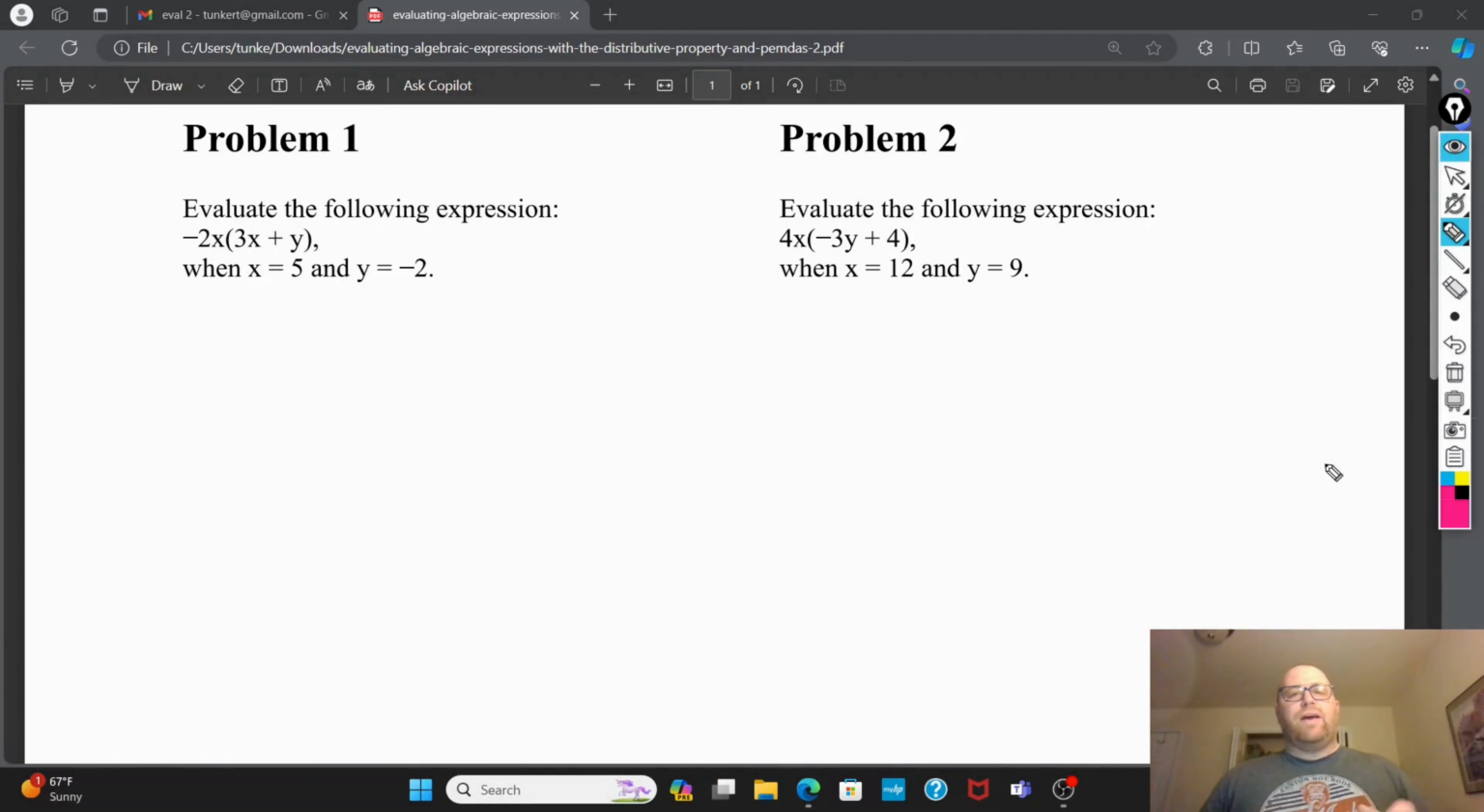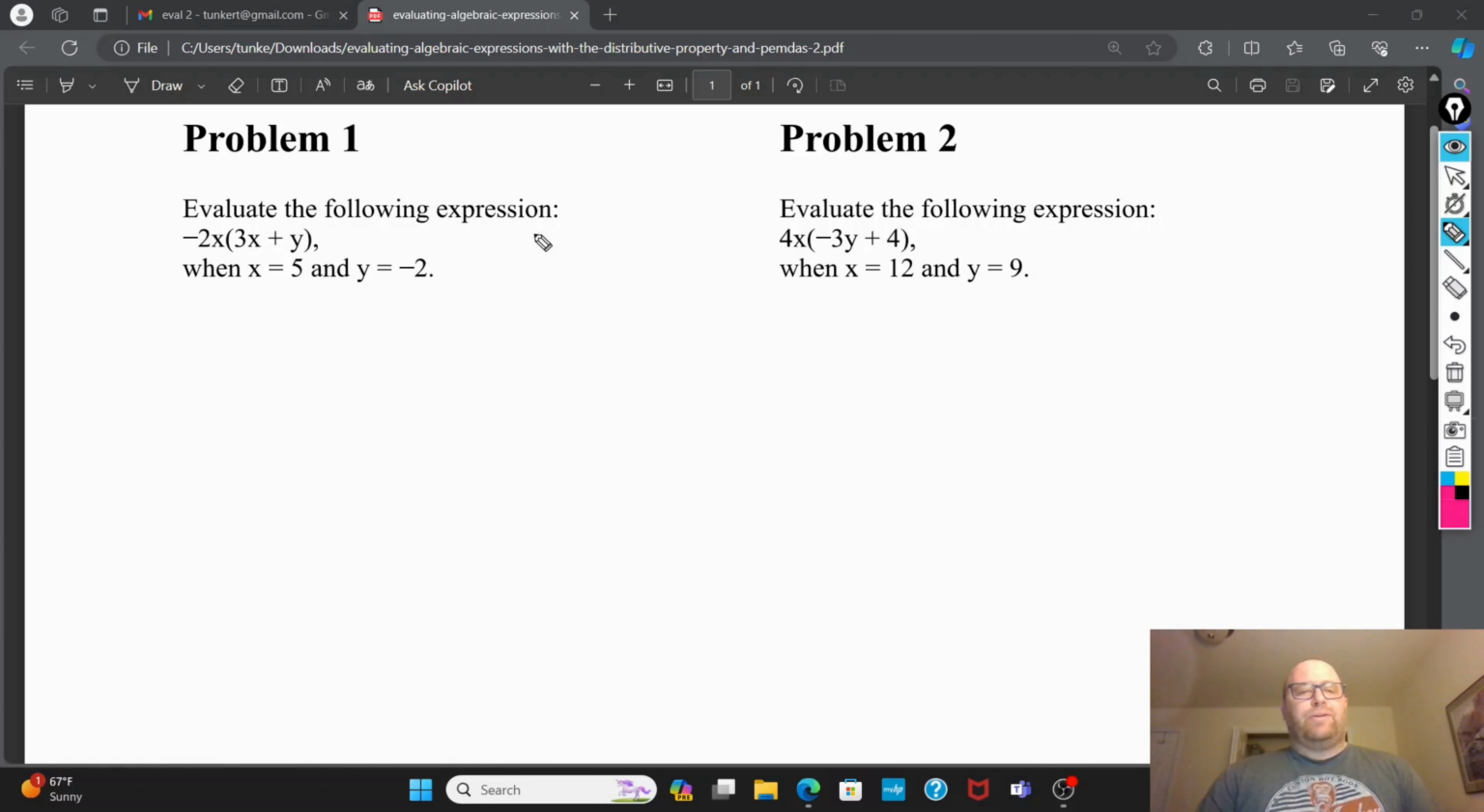In this video, we're going to evaluate expressions where we use the distributive property or PEMDAS to evaluate the expression. I'm going to start off by evaluating each expression just using PEMDAS, evaluating the parentheses first. Then I'll show you the distributive property, and I'll skip ahead after that and show you how to use Desmos. Okay, so let's look at number one.